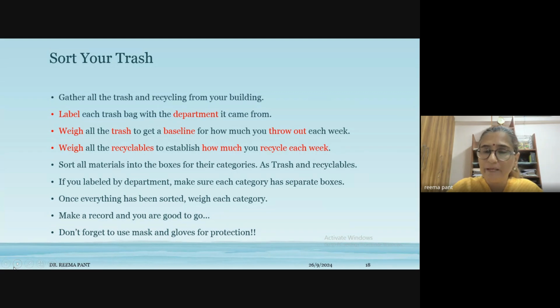Okay, then you wait. So after labeling and weighing, you know how much trash you are collecting every week or every month, depending on when you have collected. This cycle will happen at least 2 times, either monthly or weekly, but you have to do it just to get your baseline data and to identify where the waste is coming from, what kind of waste is coming from, and how much waste is coming from.